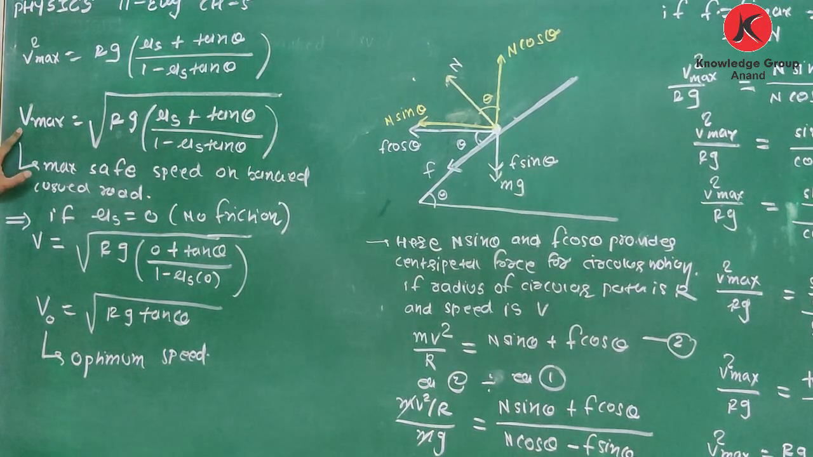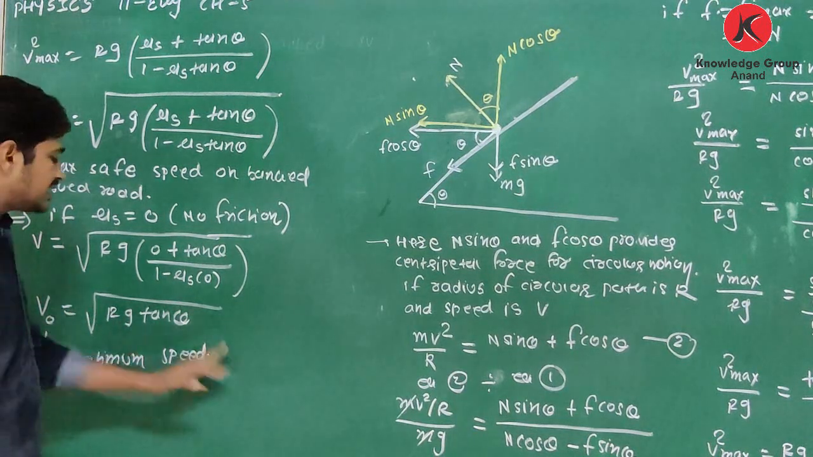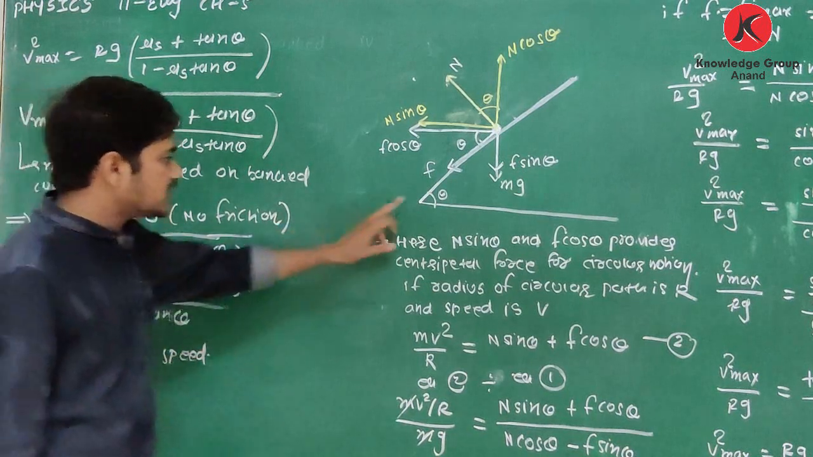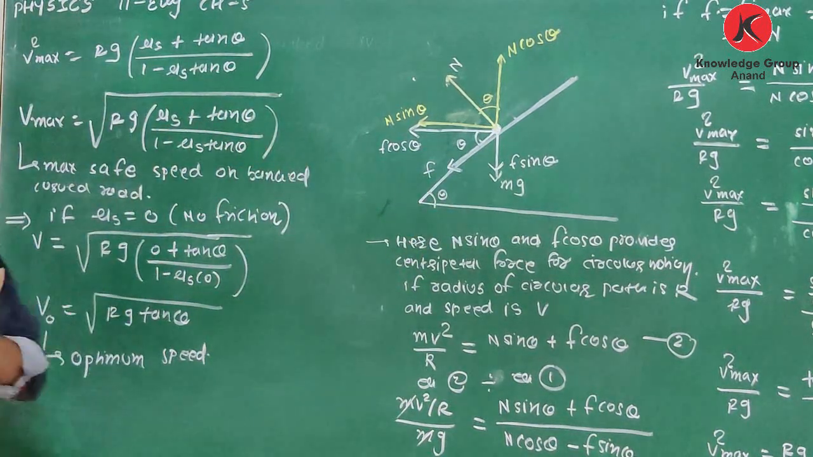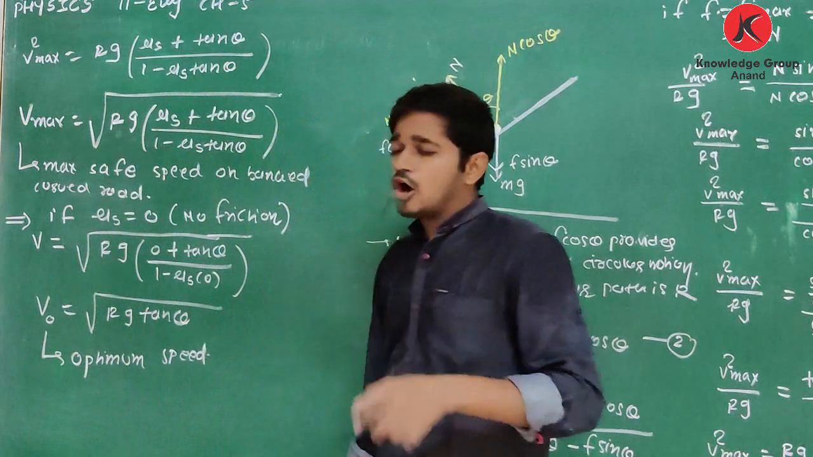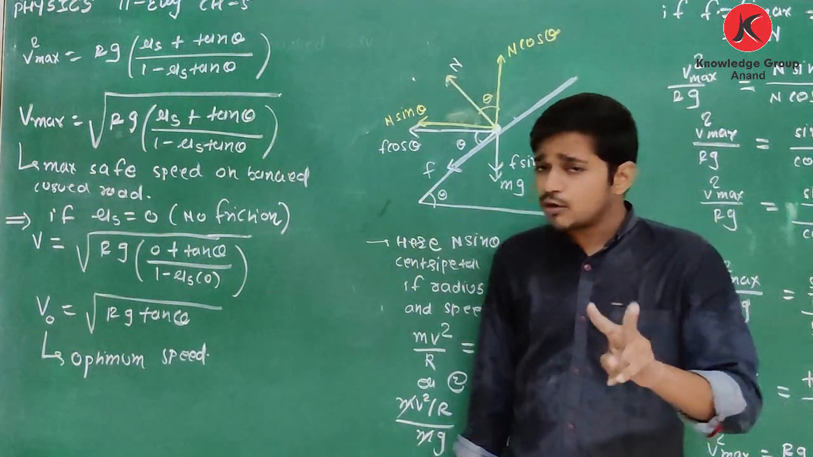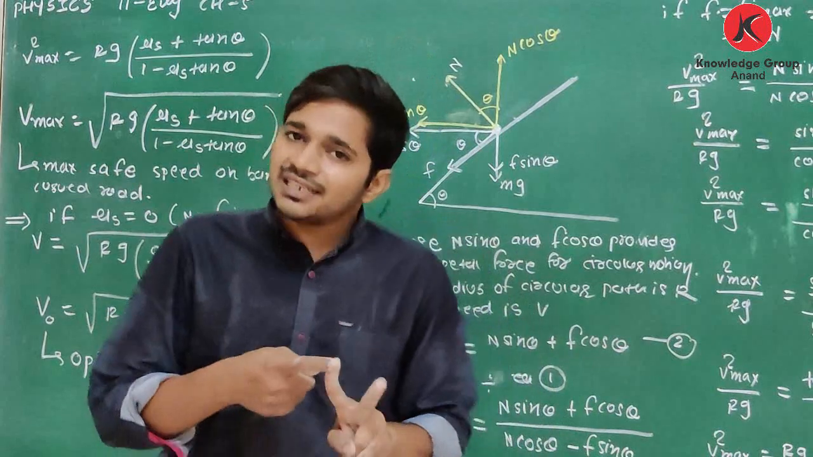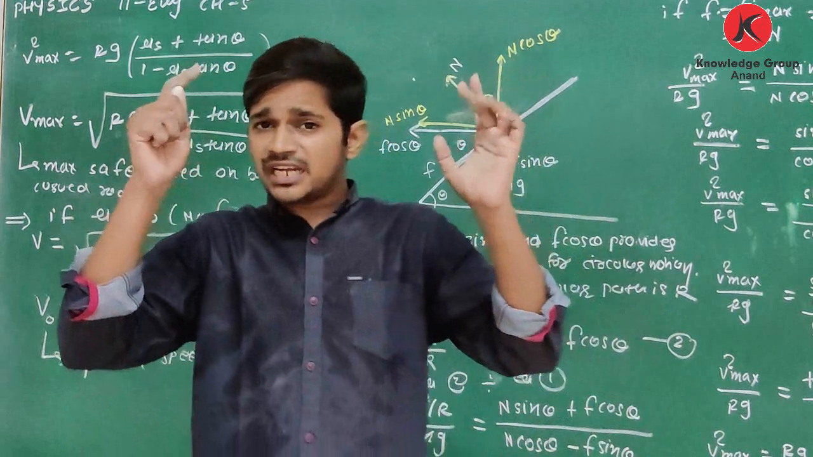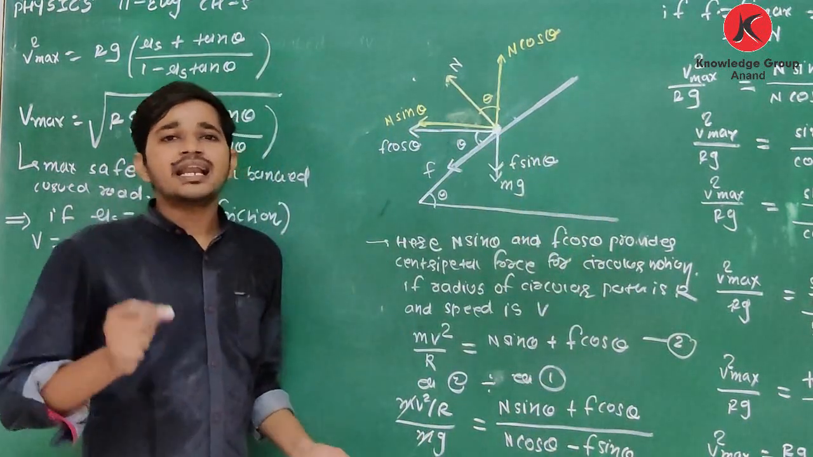First equation of maximum safe speed on bent curve road. Second equation is about optimum speed. That is VO is equal to under Rg tan theta. Again, R is radius of circular path, G is gravitational acceleration, and theta at which the road is bent. Yes, students, it is one important theory from chapter number 5. Motion of vehicle on bent curve road. Yes, we have 2 cases. Motion of vehicle on level circular road, level curve road, and motion of vehicle on bent curve road. So first of all, understand question, which theory you are asked.